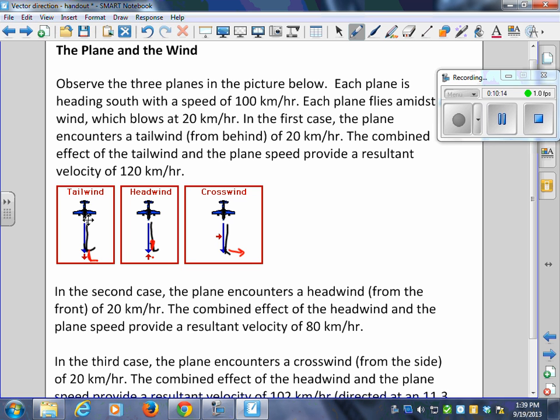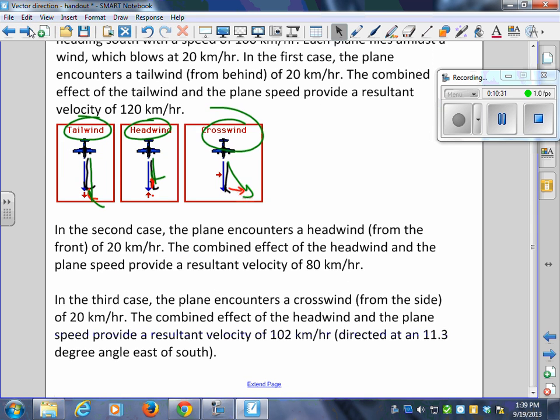So this one was longer because it's the tailwind. This one is shorter because it's the headwind. And this one is to the side because it's the crosswind. Okay. One last one to show you before we move on and talk more about addition.